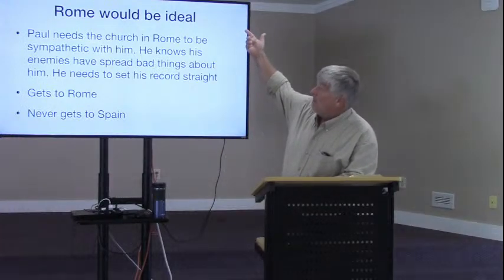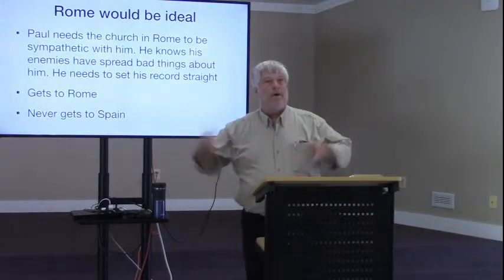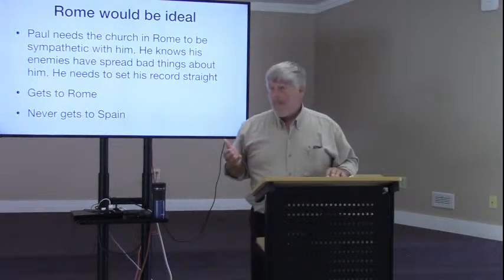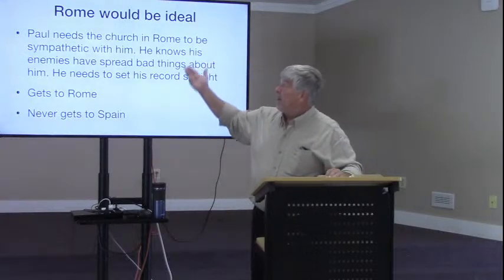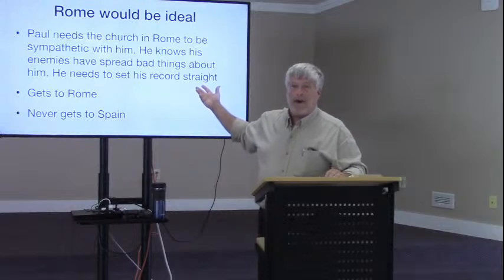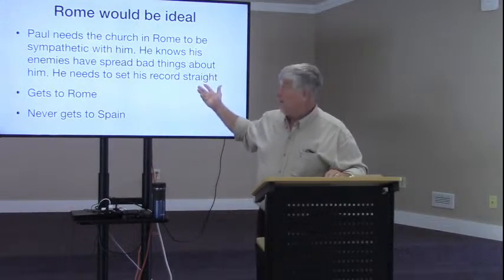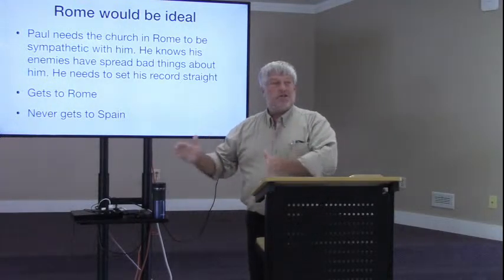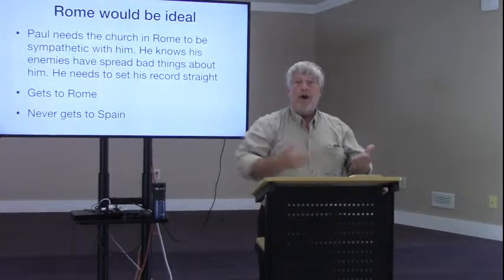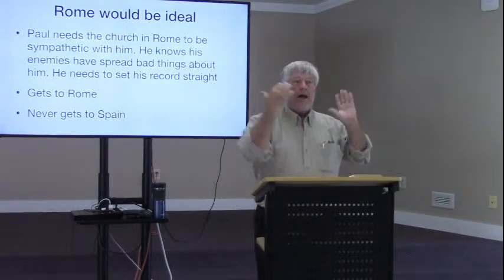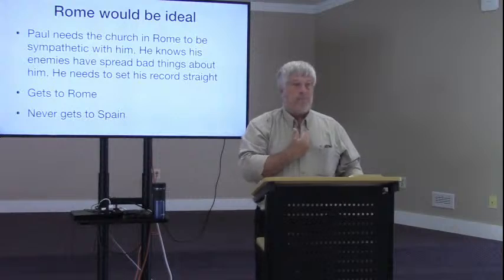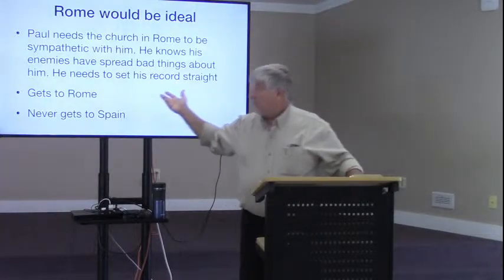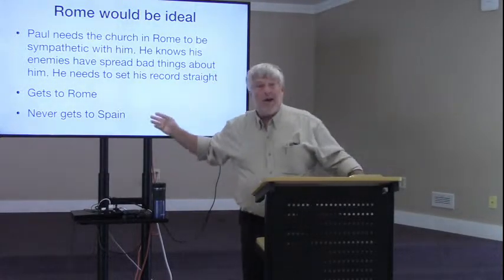Rome would be ideal because it's a large city with a lot of money and easy access to get to Spain, as easy as it gets. But he needs the church in Rome to be sympathetic with him because he doesn't know what they've heard about him, but he knows what he wants them to know about him. So he wants to set the record straight and say, this is what I believe, this is who I am. It's on record right here. You read it, you will know me, and therefore you can decide whether I'm good to work with or not before I get there. So then he gets to Rome eventually, but he never does get to Spain.